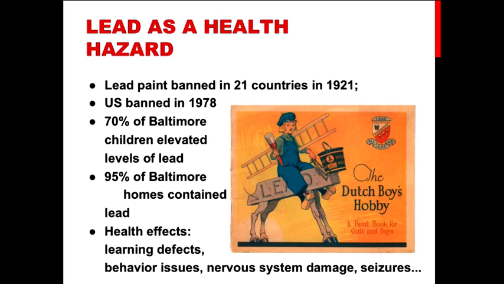In the 1990s, when the study that I'll talk about was taking place, 70% of Baltimore children had elevated levels of lead, and 95% of Baltimore homes contained lead. The health effects of exposure to lead include learning defects, behavior issues, nervous system damage, seizures, and even death at very high levels. The early exposures are particularly dangerous during that crucial period of development in childhood. And children are also especially vulnerable to exposure to lead paint because the way they often come in contact with it is little chips of paint off of walls that they might pick up and eat.